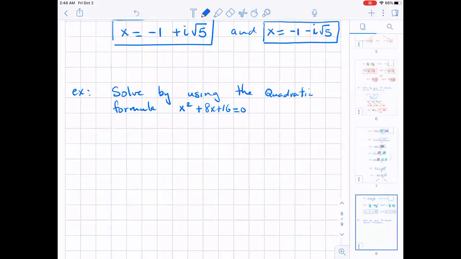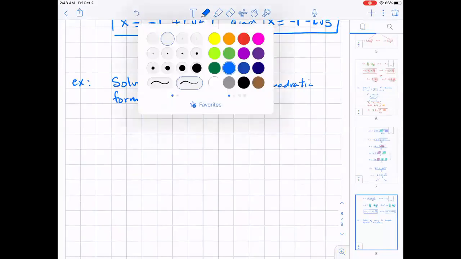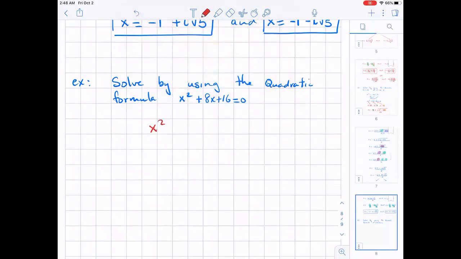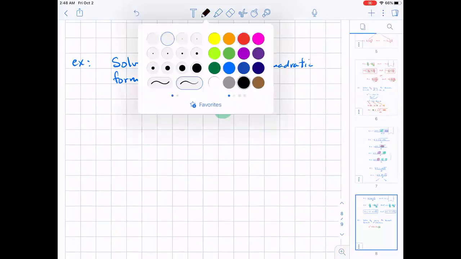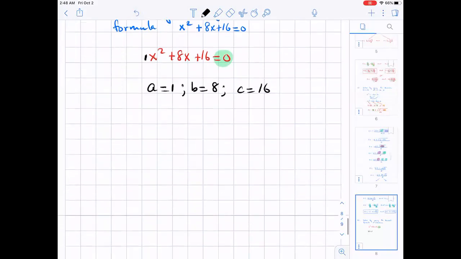So if we look at this example here, solve by using the quadratic formula. It is equal to 0, okay? So x squared plus 8x plus 16 is equal to 0. Note that it is equal to 0, so we don't have to move anything around. So automatically we can say here that a is equal to 1, which is that coefficient there. b is equal to 8 and c is equal to 16.